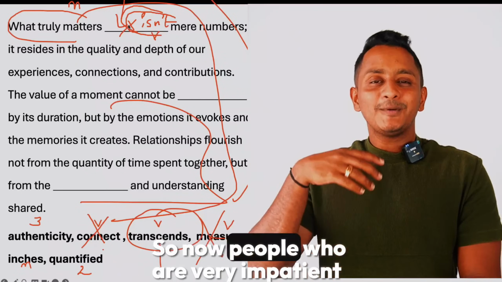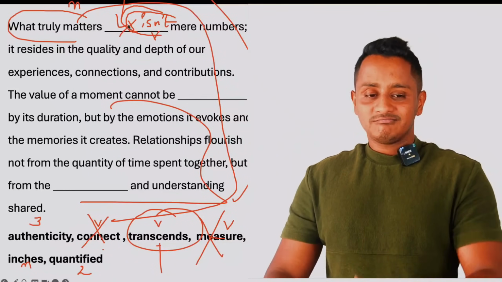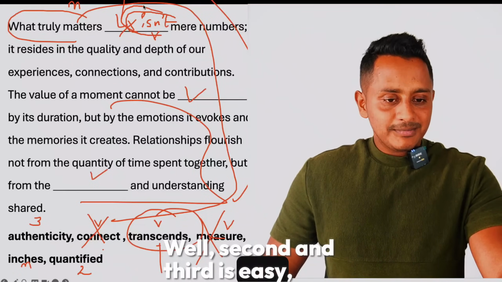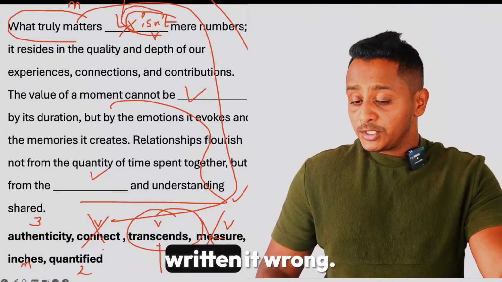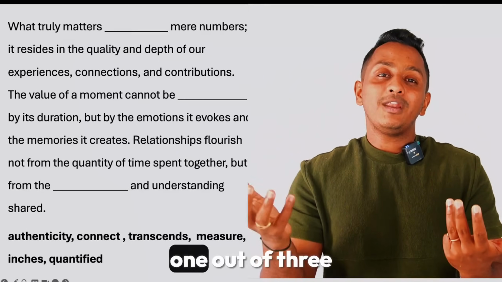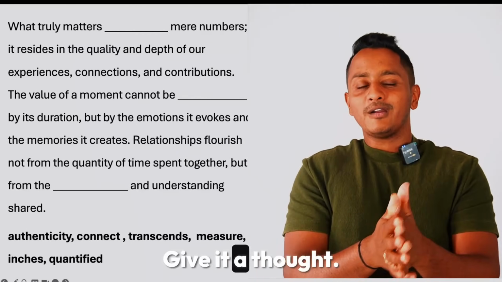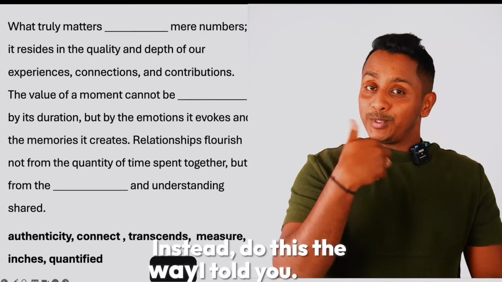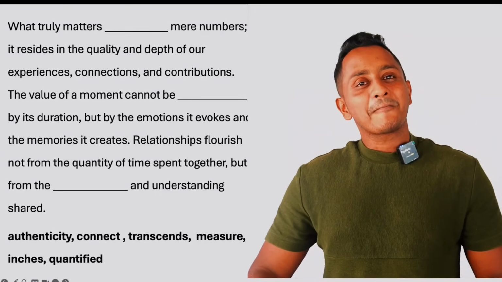Correct? So now people who are very impatient would have solved this in 20-30 seconds. Well, second and third are easy, but the first one, 100% they would have written it wrong. So instead of getting 3 out of 3, they would have ended up getting 1 out of 3 or 2 out of 3. Give it a thought. That's the first thing. Avoid doing this. Instead, do this the way I told you. Wait for the story to unfold.